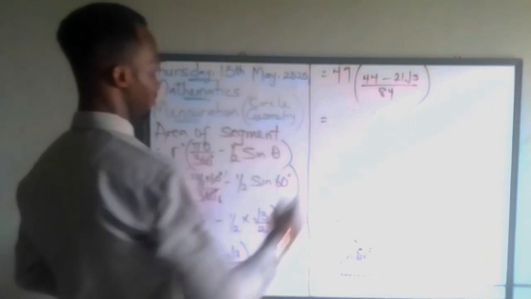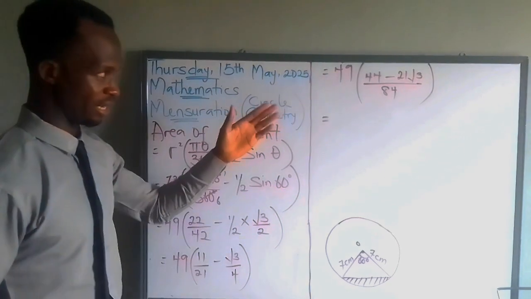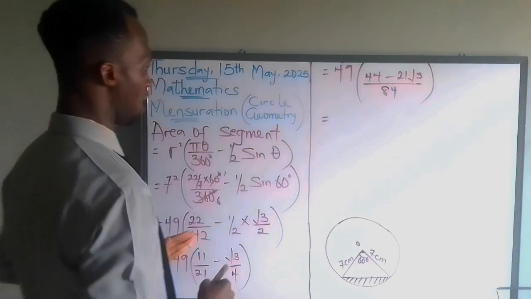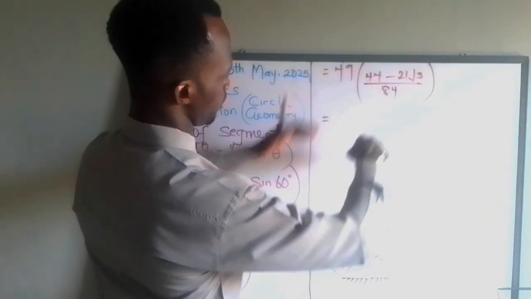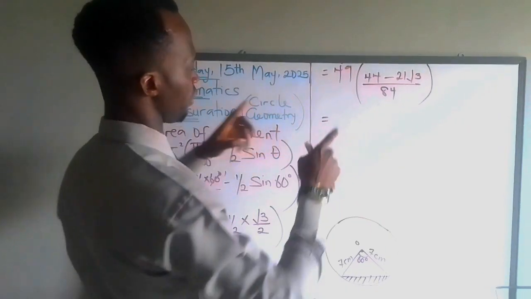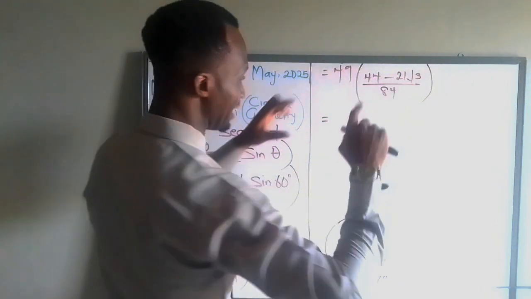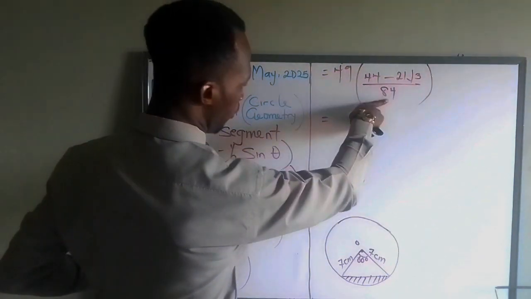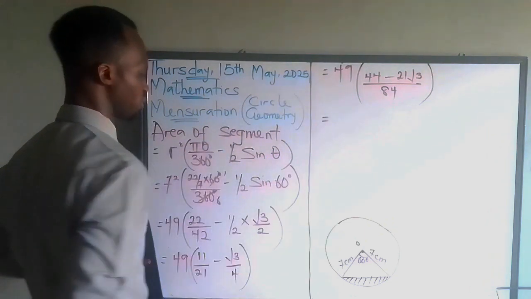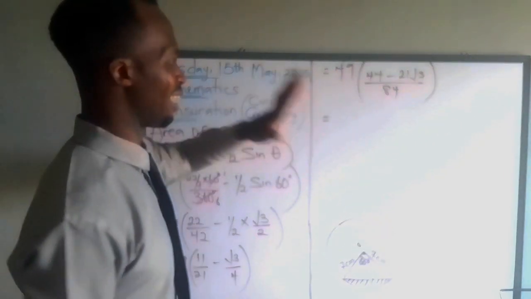Now, let me say that I actually do not have a calculator here. But if you have your calculator, what you should do is that once you have simplified this, use your calculator to solve the one inside the bracket first: punch 44 minus 21 root 3, get your answer, and divide it by 84. Once you get your answer inside the bracket, multiply it by 49. So I'm also going to use my calculator, and then I'll write the final answer.